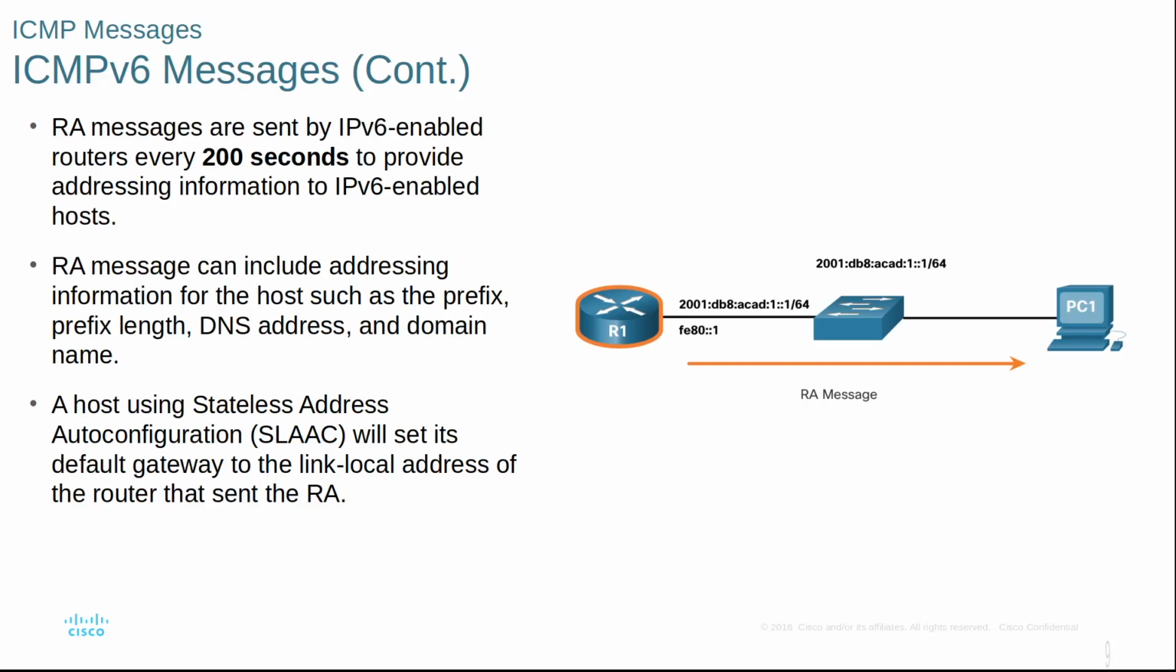Router advertisement messages are sent by IP version 6 enabled routers every 200 seconds, and they provide information about the network to IPv6 enabled hosts. These can include things like addressing information, like your prefix and the prefix length, DNS information, your domain name, and if the host is using SLAAC, stateless address auto configuration, it will set its default gateway to the link local address of the router that sent that router advertisement, so it knows how to get outside the network and who to talk to get more information.